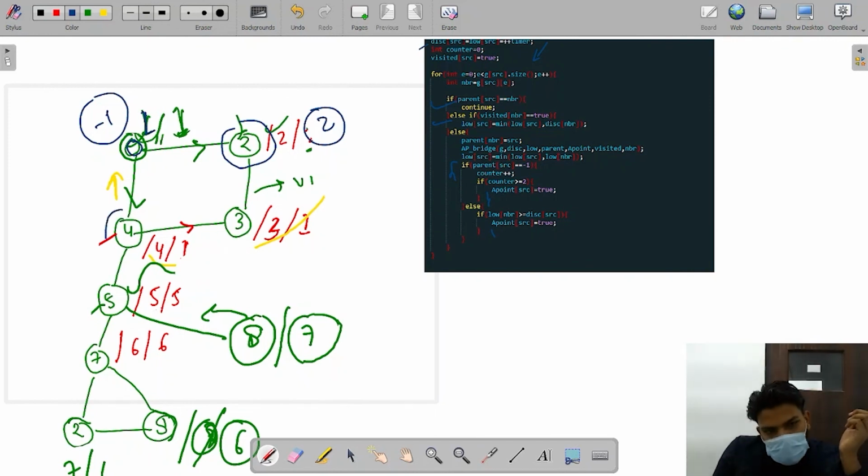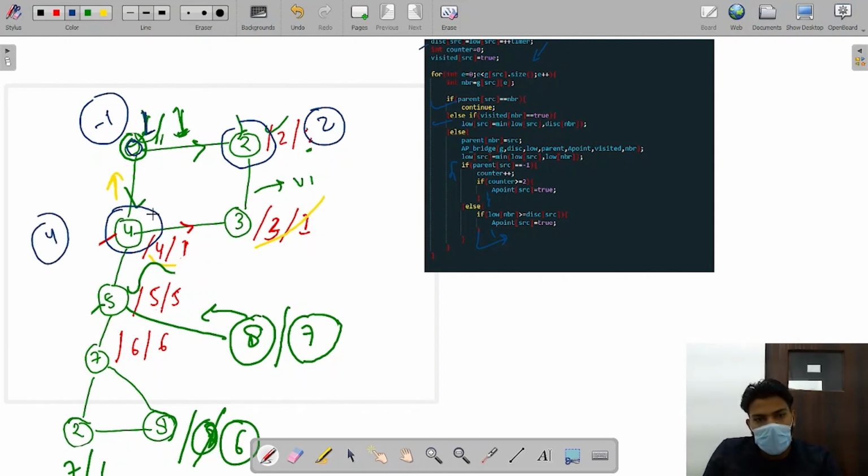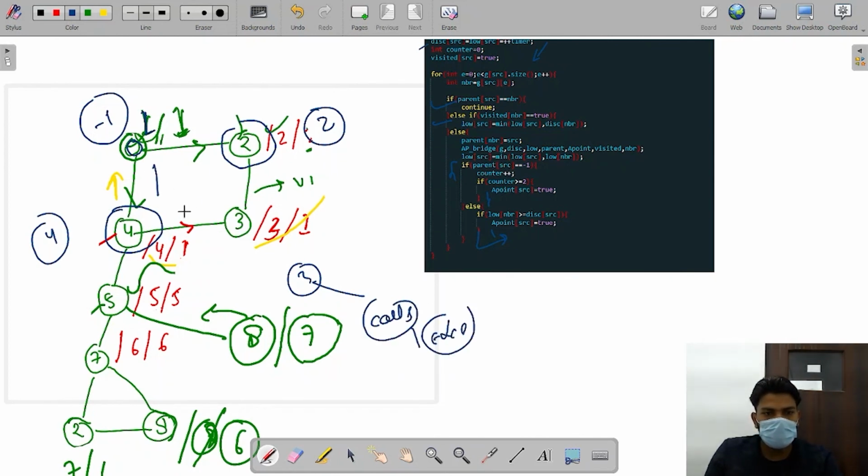Same, but here at the stage of 4, this condition will run. Why? The discovered value of SRC is 4, and it has 3 neighbors, so 3 edges. The first edge is this, the second is this, the third is this. But this one is your parent, so this will continue, and it goes to this edge.